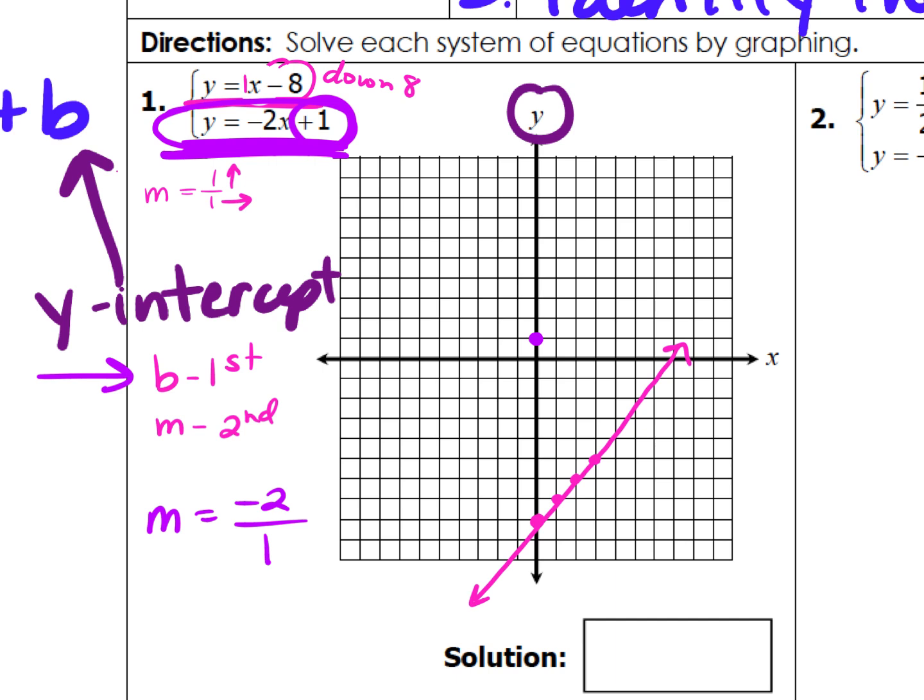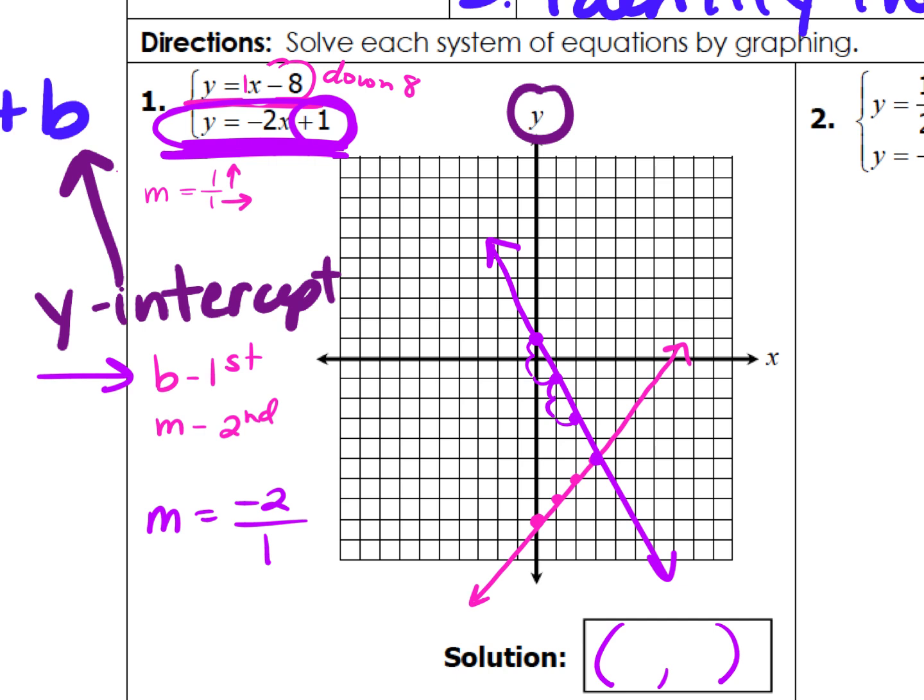So if I'm going to do negative 2 over 1, I'm going to go down 2 to the right 1, down 2 to the right 1, and look what happens. If you keep going down 2 to the right 1, we hit our other line. What does that point mean? It's your solution. It's your answer, okay? So draw that line in. And then your solution is however you name that point.